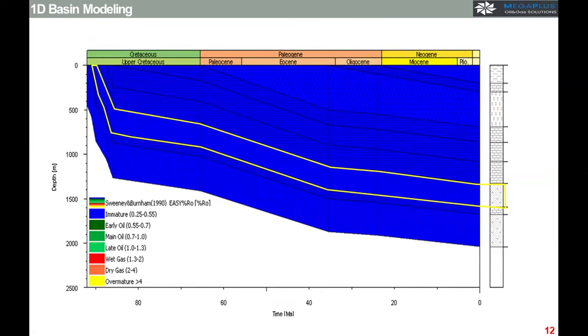This is an example of 1D basin modeling. There is a reservoir present at this level, a sandstone reservoir. After we ran a 1D model, we found all of this data is in the immature stage, between 0.25 and 0.55. Did anyone from our attendees expect this layer can be produced or not? And why?